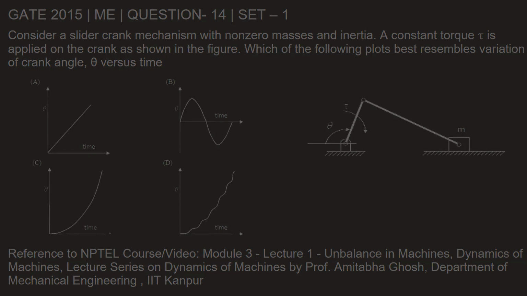Let's find out. So we need to find out the relationship between theta and time. So crank angle theta is a function of time, and we have to find out the exact relationship between them so that we can figure out which of the graphs represent their relationship.